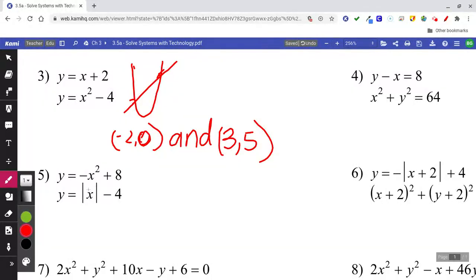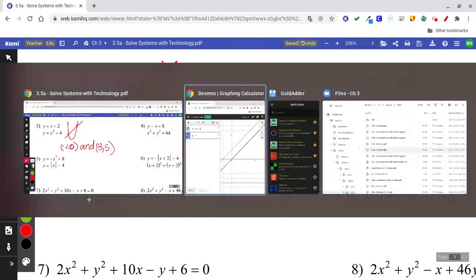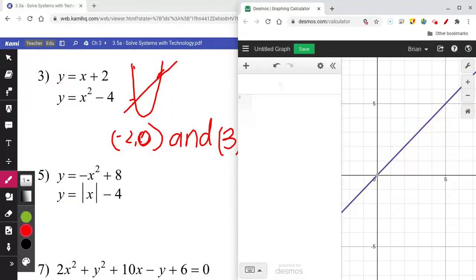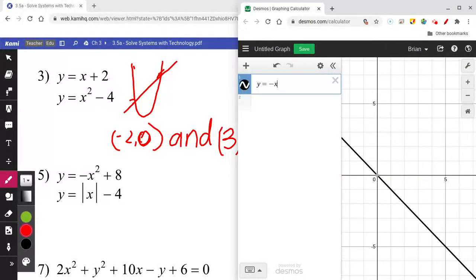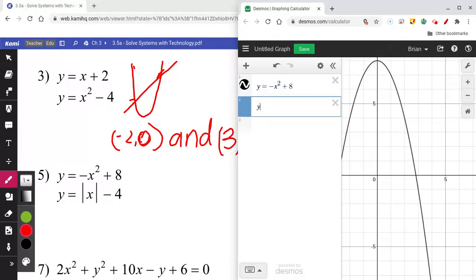I can see an upside down parabola and a V shape. Y equals negative x squared plus 8. Y equals, and I think you can do ABS. If you type in ABS of x, yeah, that'll work. Or the vertical bar is way over above the enter button. I think that will work as well, the vertical bars. Okay.